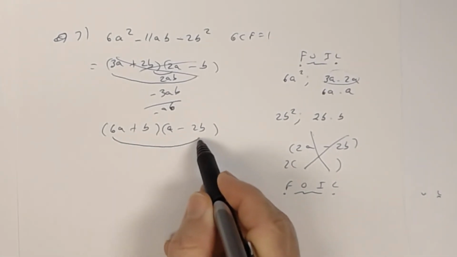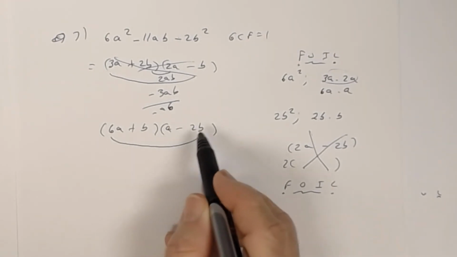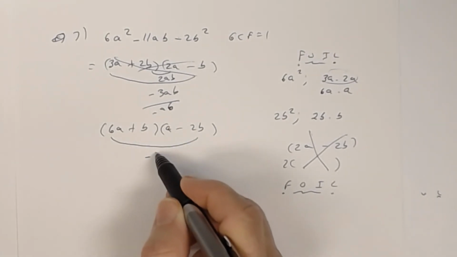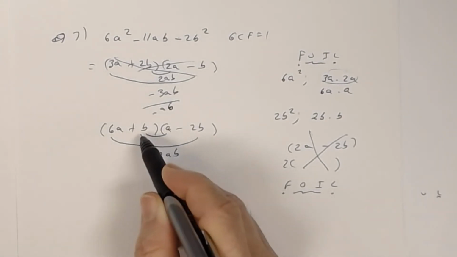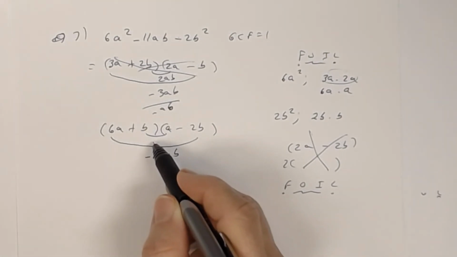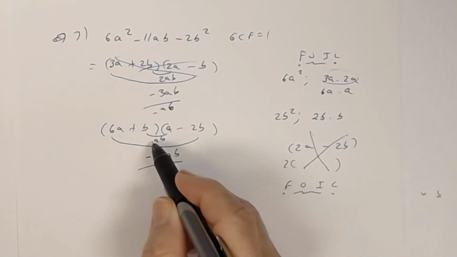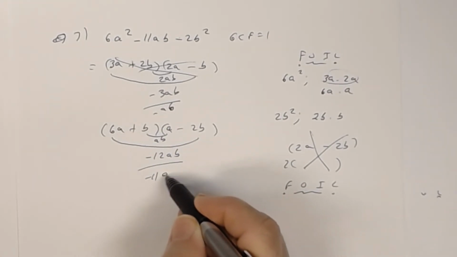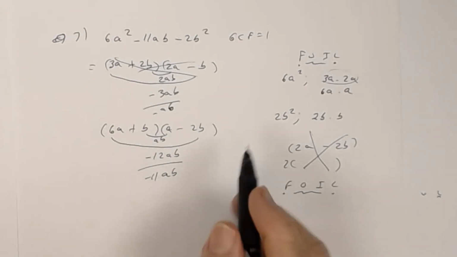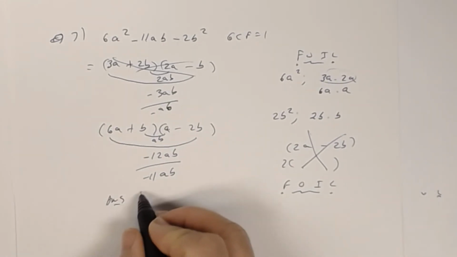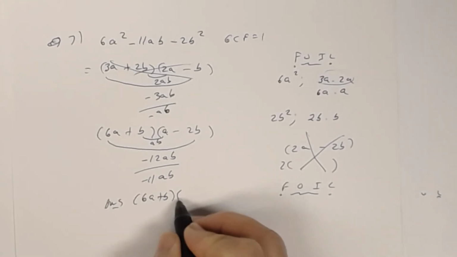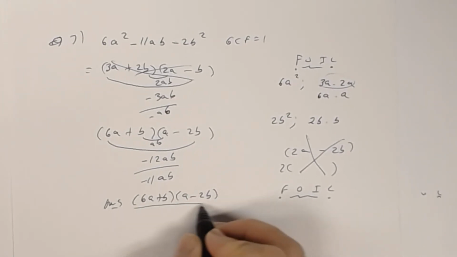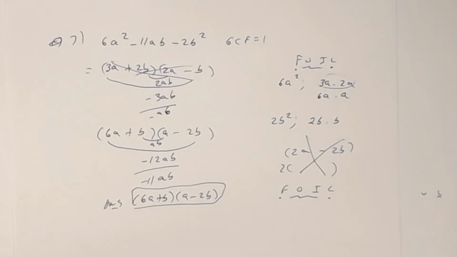The outer, 6a times a negative 2b is a negative 12ab. A positive b times a is a positive ab, and when I add them up, a positive 1 and a negative 12 is a negative 11, so I get a negative 11ab, and that's what you wanted. So the answer is 6a plus b times a minus 2b. So that's the answer for that one.